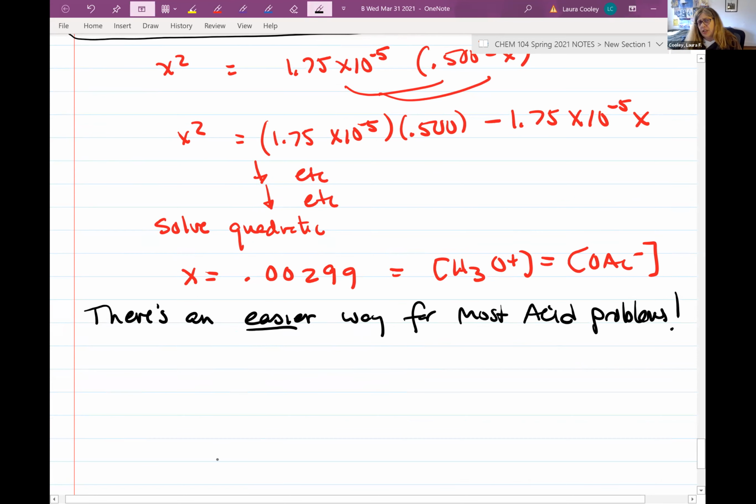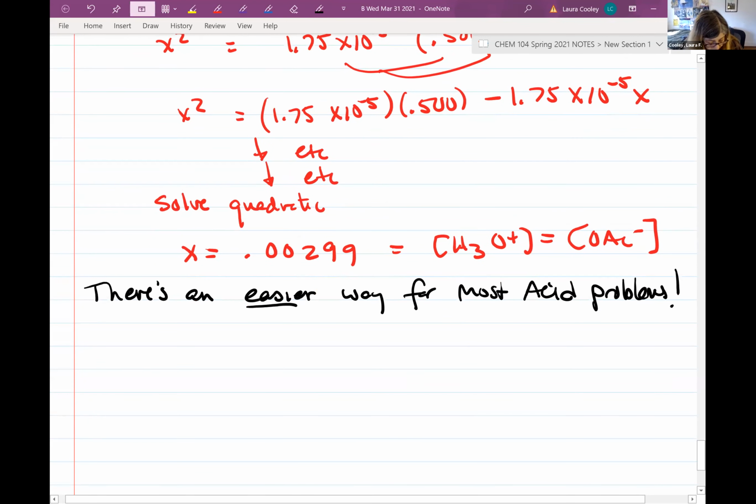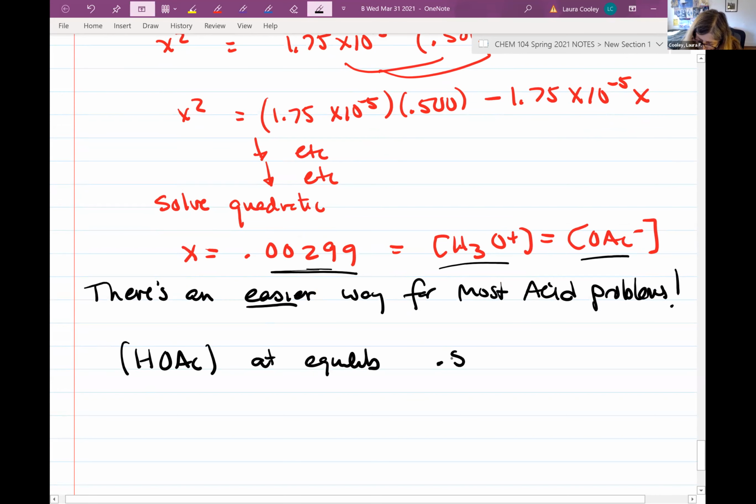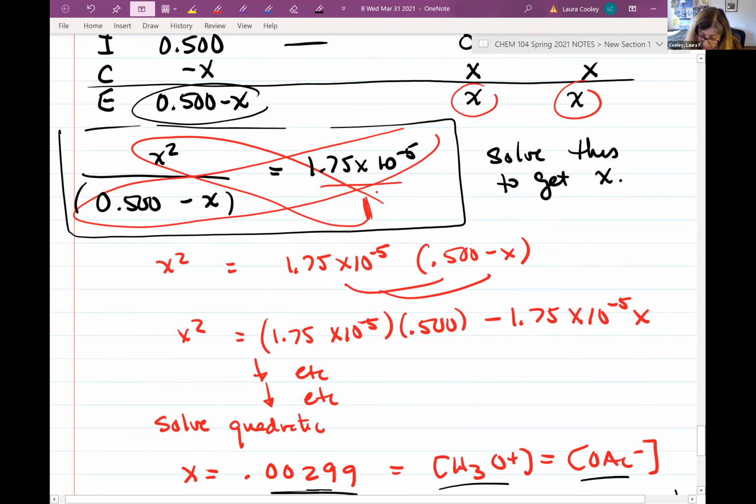And the reason that there's an easier way is because that Ka, that equilibrium constant, is really small. And what we can do in many cases is actually simplify the equation that has to be solved. So if you notice here, if this is our X and this is H3O+ and OAc-, what is the HOAc concentration at equilibrium? It's going to be 0.500 minus X, which I know if I go up here and look, there it is.